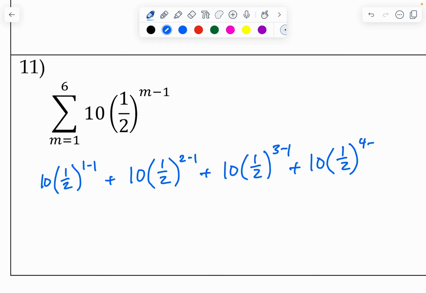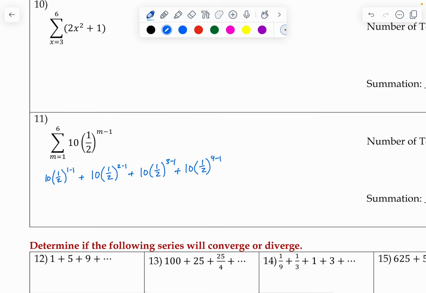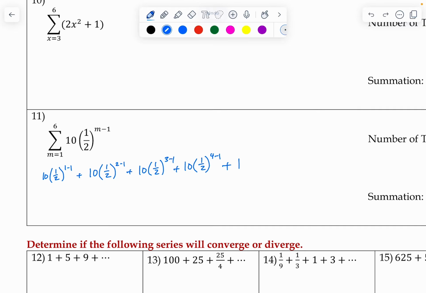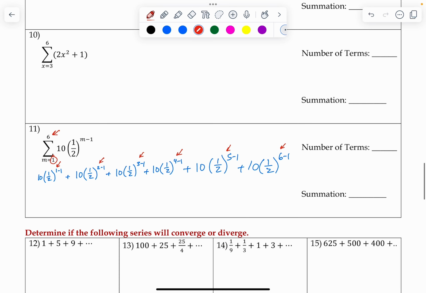The good news is I'm not going to expand all of them, and I'm not going to ask you to expand all of them, but I want to illustrate what exactly is happening to the 5 minus 1. And then the last term, 10 times 1/2 to the 6 minus 1. I started with this value of 1. I plugged it in here. I plugged in every integer until I got to this value of 6. I plugged in that 6 and then I stopped. Okay, so you'll notice how many terms are there. There's 1, 2, 3, 4, 5, 6 terms.